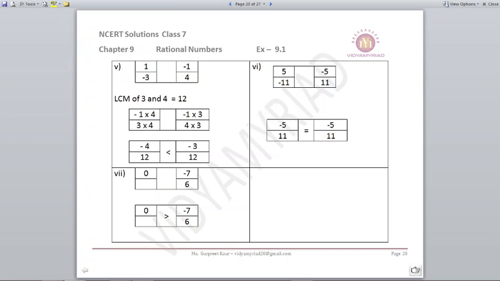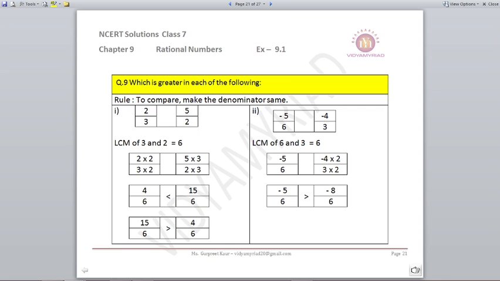5 upon minus 11 and minus 5 upon 11. It can be written as minus 5 upon 11 and minus 5 upon 11. Both are same. So we will put equal to sign. 0 and minus 7 upon 6. So 0 will come first and then the negative numbers will come. So 0 is bigger than minus 7 upon 6.